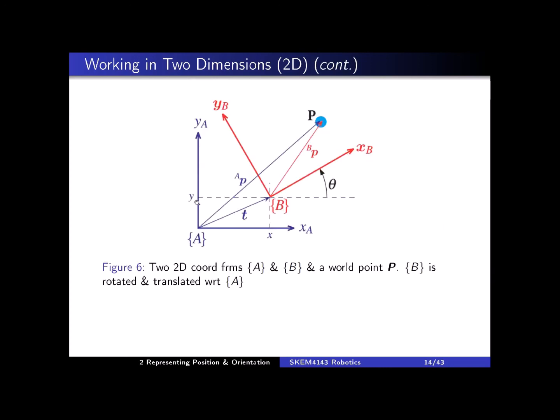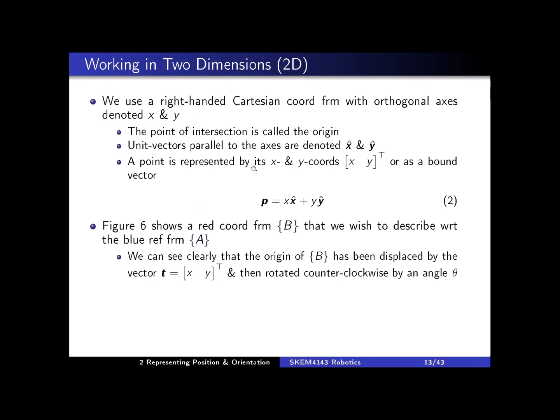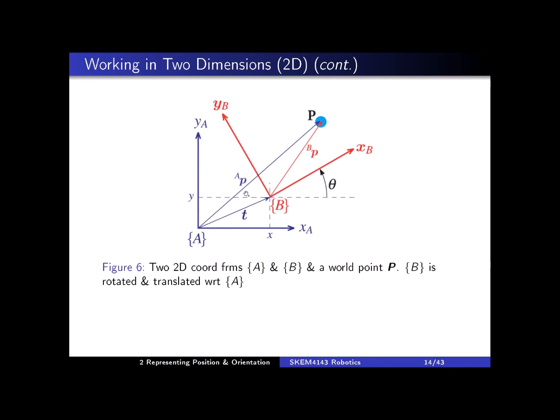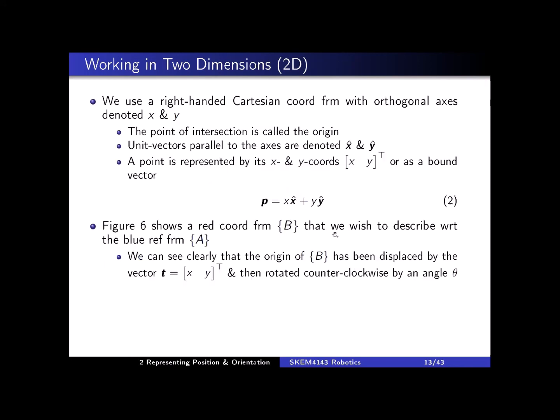Figure 6 shows a red coordinate frame B that we wish to describe with respect to the blue coordinate frame A. So how do we describe the position and orientation, also known as pose, of B with respect to A? As we will see later, the position of B is just the position of the origin with respect to A, and the orientation is how much it has rotated with respect to A.